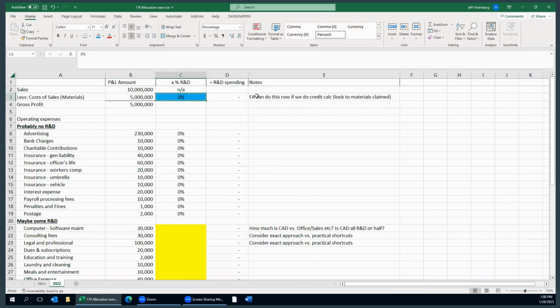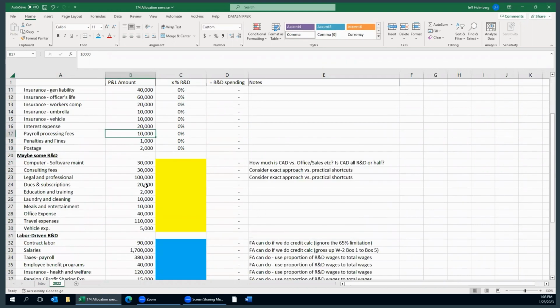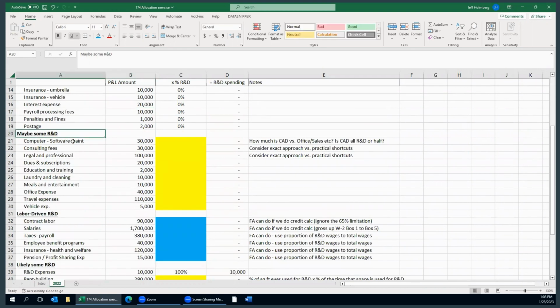This item in blue means if we do your credit, we probably can come up with your materials number for you. This section, things that are probably not R&D, these are expenses that would probably carry on whether the company was developing new products or not. Officers' life insurance, just general liability and car insurance, charitable donations. These are going to carry on even without R&D, most likely.